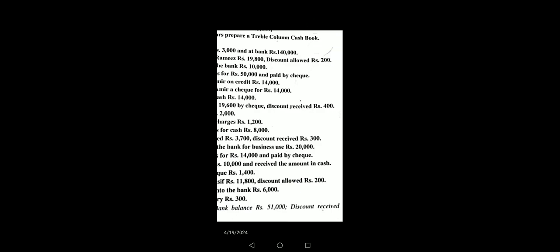Now let's see how much discount was. That discount received was 400. देखें आप उसने खुद भी mention किया हुआ, it is discount received 400. So you will write 400 in front of discount.